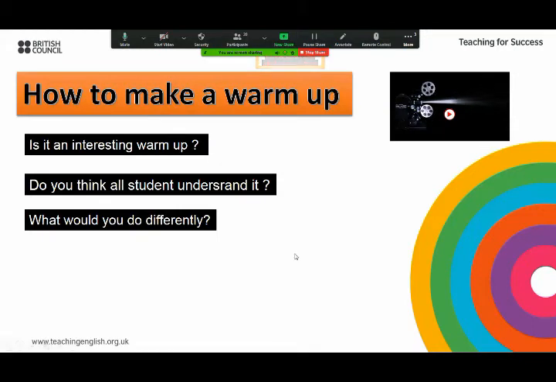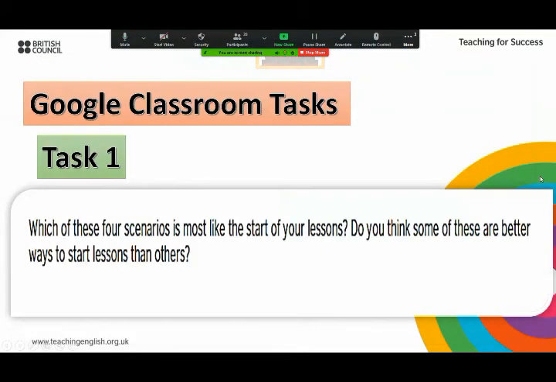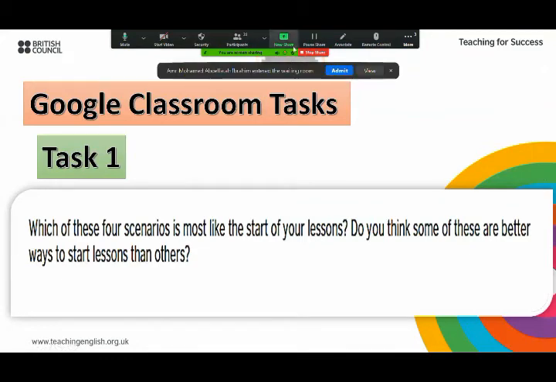You can do something like that, a song or a game. We can make a game or a song for more warming up, especially for the primary stage. He said at the beginning of the video that this warm-up is for 3 years to 8 years, I think. Okay. Next, Google Classroom tasks. Task one.